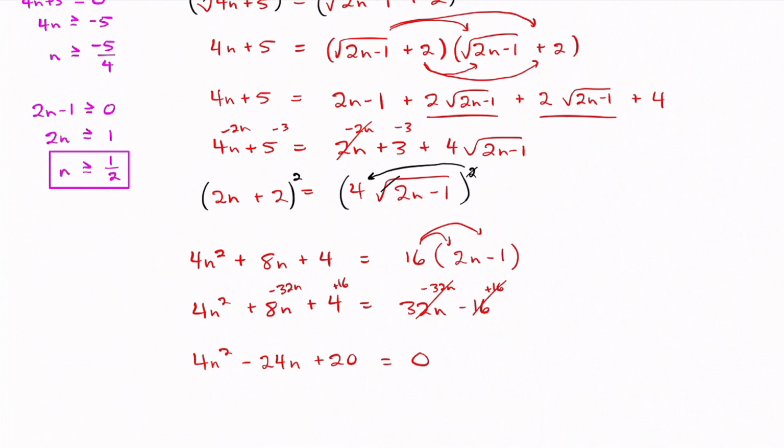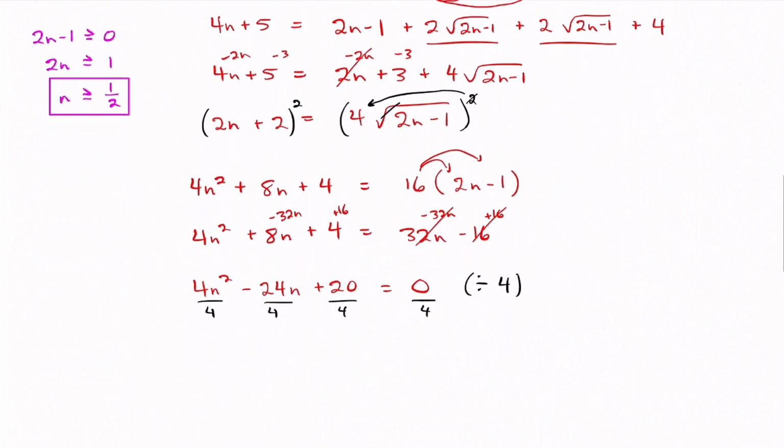We're getting near the end. What I'm going to do here first is divide both sides by a 4. So every term gets divided by 4. So this is divided by 4, this is divided by 4, everything is being divided by 4. And you can only do that with equations. You can't do that with expressions. So I'm going to get n squared minus 6n plus 5 equals 0.